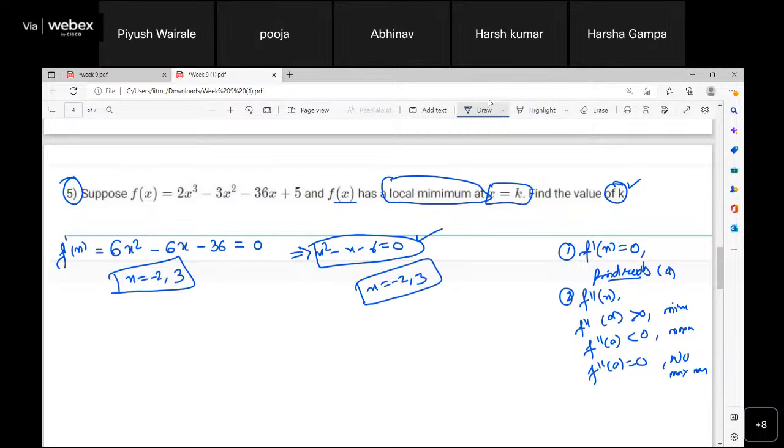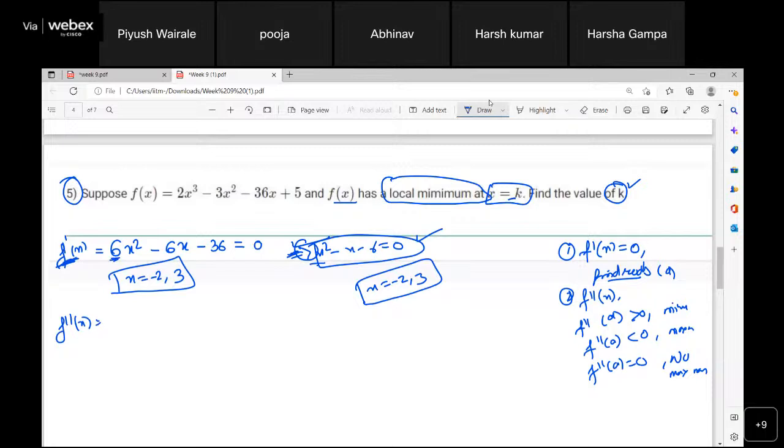Okay, let's see. Now I want to find the local minima at x equals k. So I have to differentiate again. While calculating the roots, you can divide by 6, so x square minus x equals 6. But when we are using f double dash of x, please make sure you use this expression only, not this one. Here we are simply finding the root, that's why we can do it like this. But here we are differentiating 2 times, so just differentiate this expression.